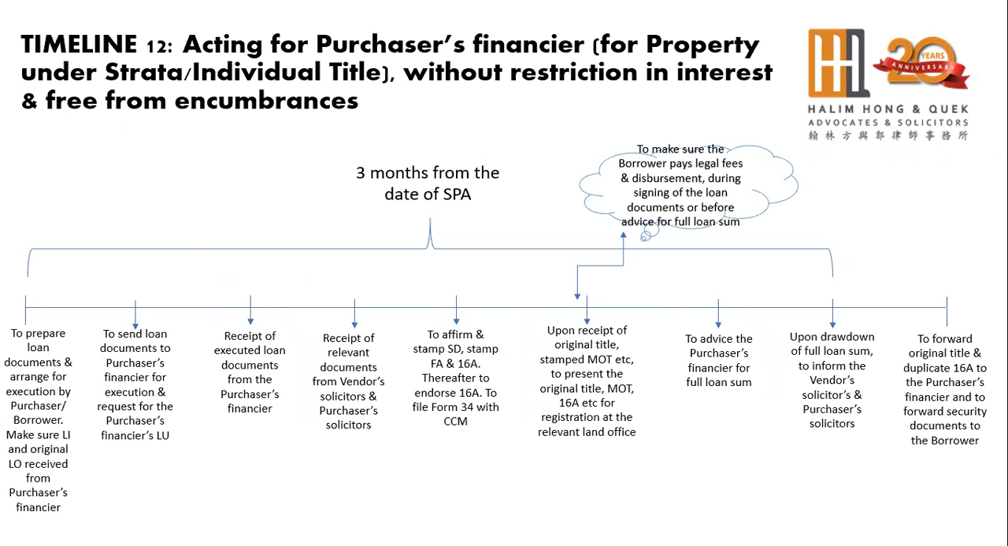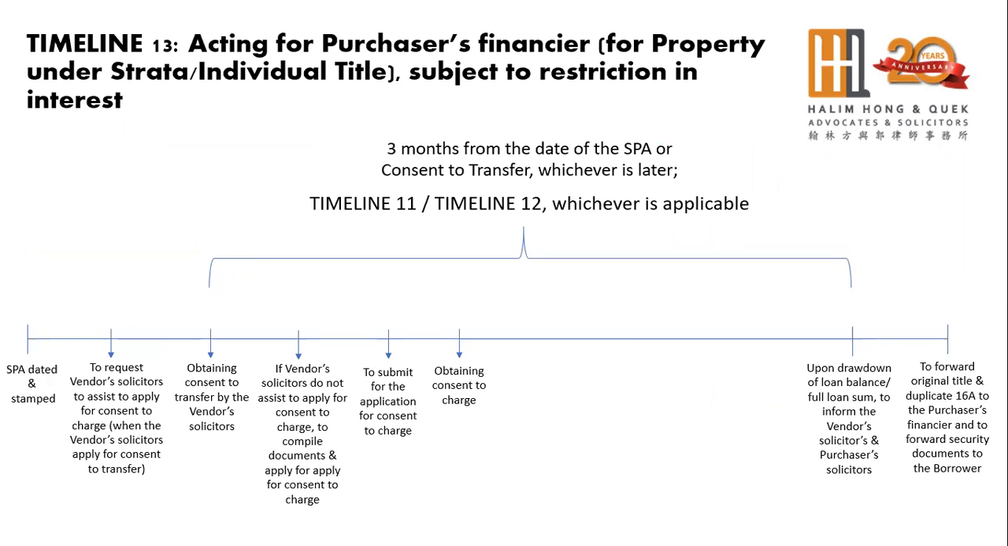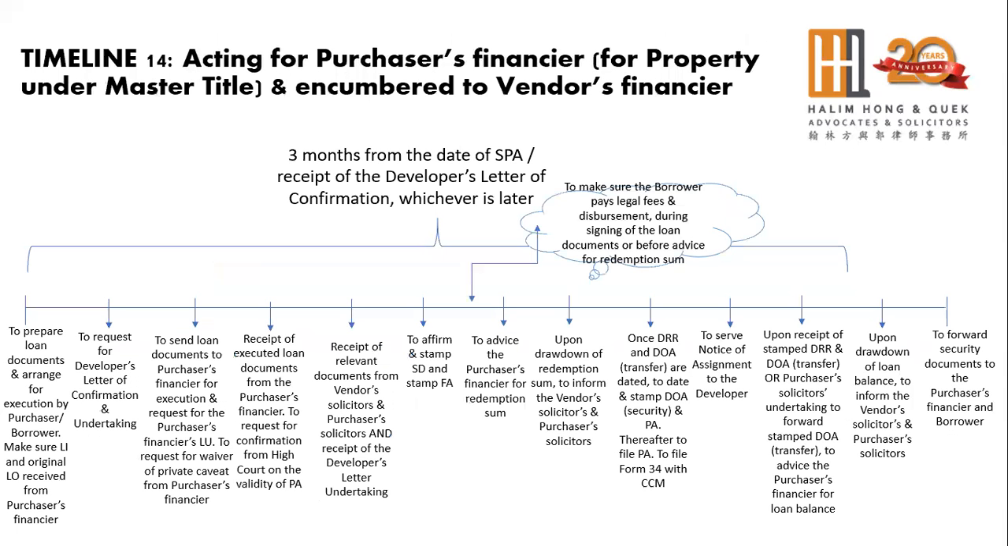And then the other one, free from encumbrances, is easier. This is more straightforward. And then acting for purchasers when subject to restriction in interest is actually the same. So it means that you can get the client to sign first, get the bank to execute the loan document first, and then you have to wait until the consent to transfer is obtained. For non-title case, master title case, same practice. Make sure you receive instruction letter, original letter of offer, request developer's confirmation letter and undertaking letter. So basically they are the same. So you can just go through.